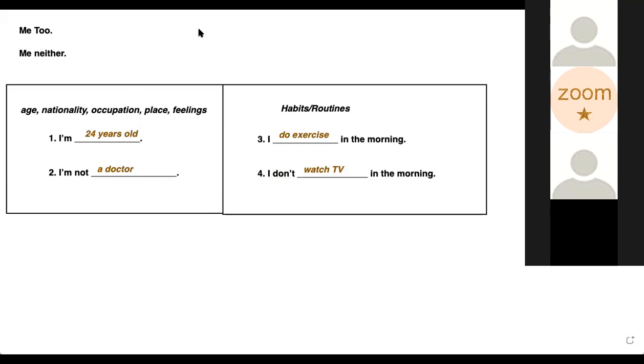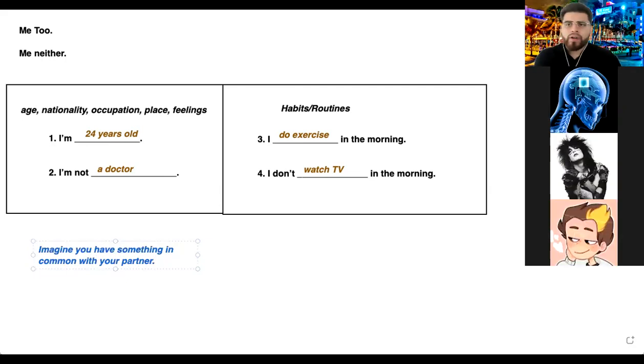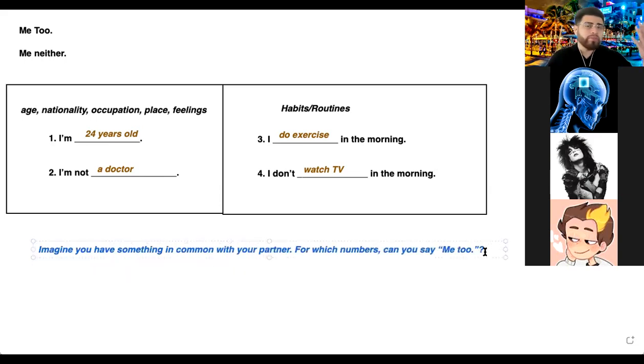Now, imagine you have something in common with your partner. Okay? Imagine you have something in common with your partner. For which numbers can you say me too? For which numbers can you say me too? One, two, three, four, which numbers?